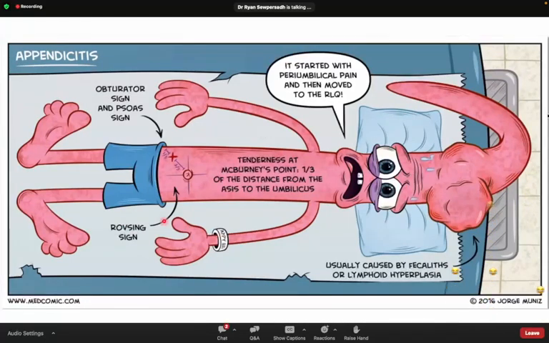Appendicitis, okay, we spoke about this. Rovsing sign, obturator, psoas sign. We already touched on that. We spoke about tenderness, like McBurney's point. The appendix, it started with periumbilical pain, and then it moved to the right lower quadrant. It's usually caused by fecaliths or by lymphoid hyperplasia, right?